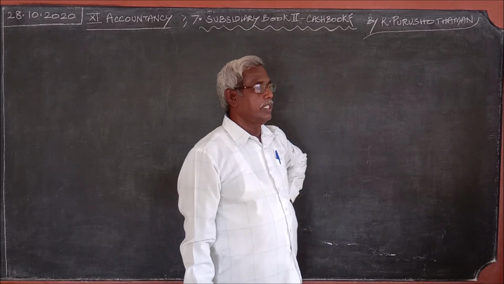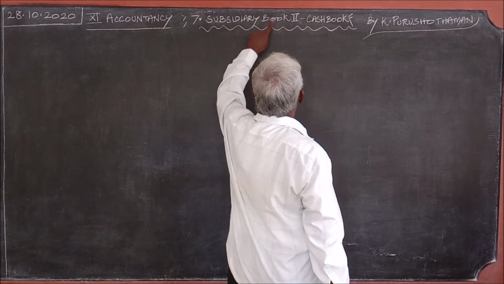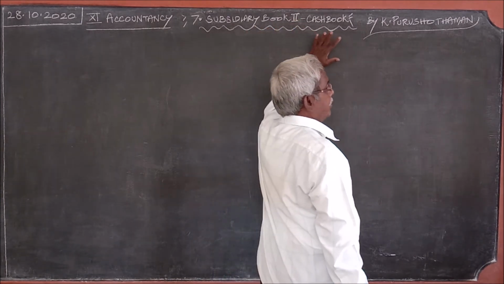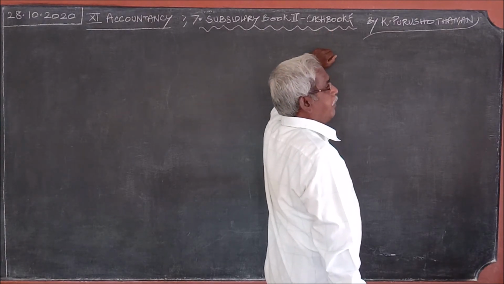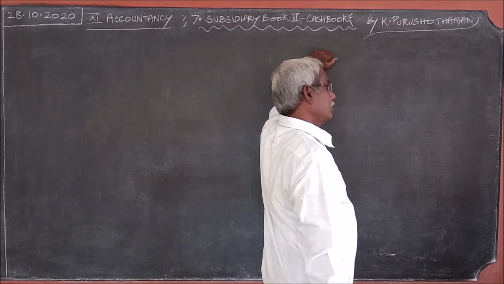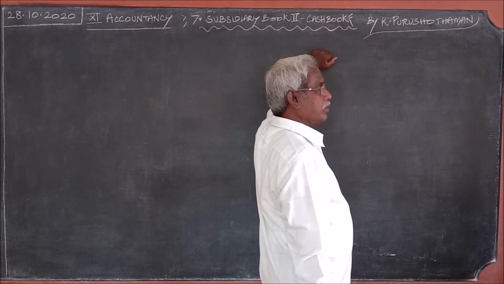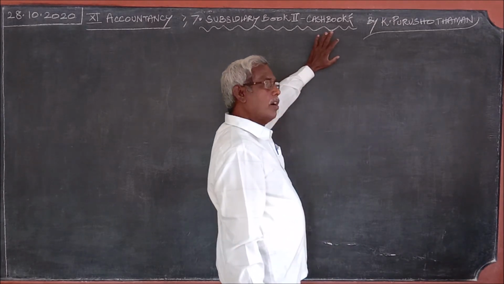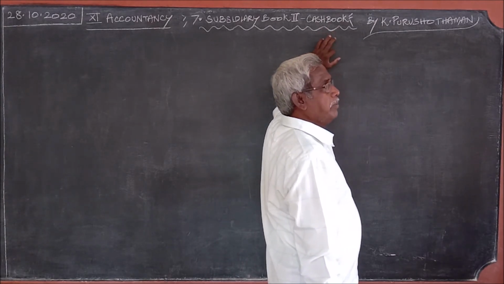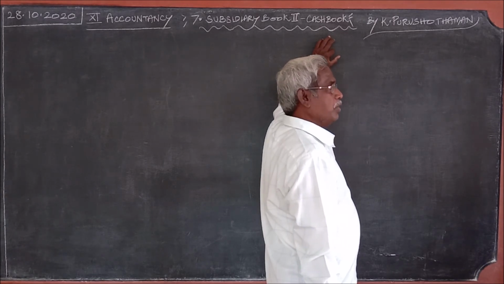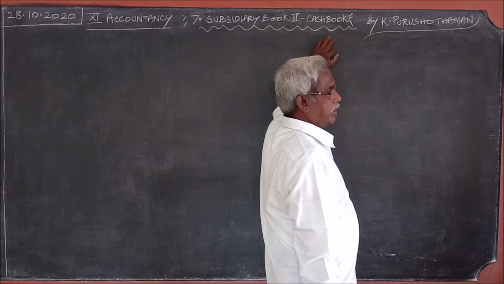Good morning, students. In the previous classes, we have already seen subsidiary book 1, under which we saw different types of subsidiary books: purchases book, purchases return book, sales book, sales return book. These four subsidiary books are called day books. Then the bills receivable book, bills payable book, cash book, and finally journal proper. These are all the subsidiary books we have seen so far.